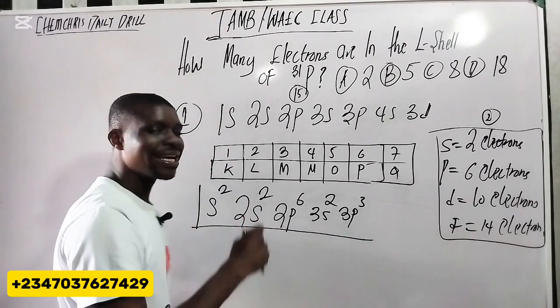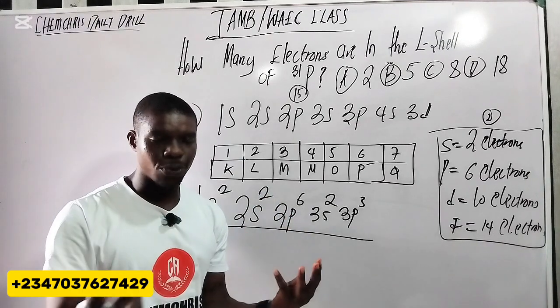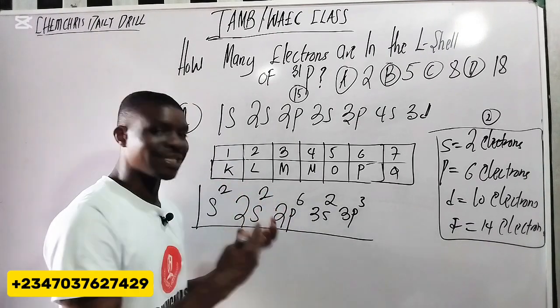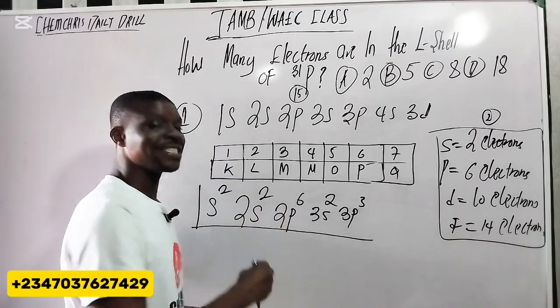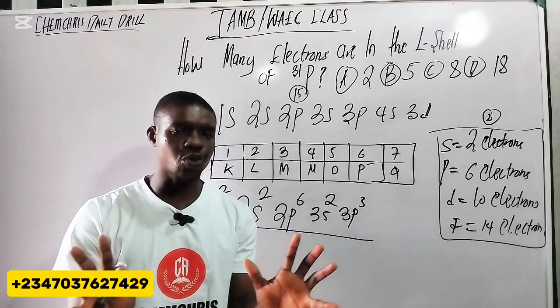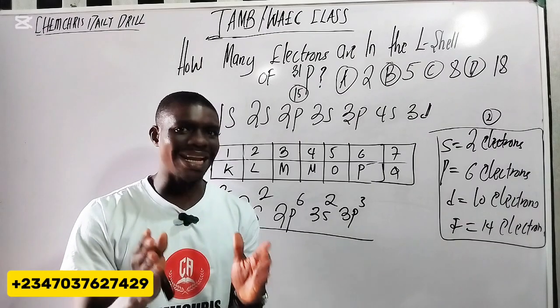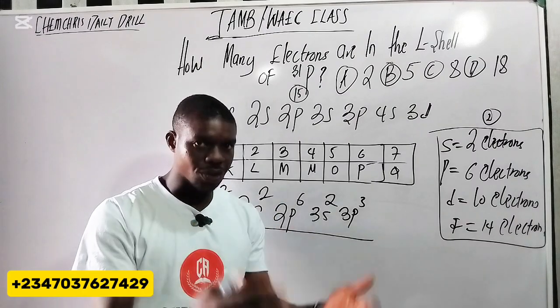Now, you can see this electron configuration here can be used to answer so many questions. You can use it to get the period of the element in the periodic table. Without the periodic table, you can use this electron configuration to get the period. You can use it to get the block, and you can use it to get the group. If you don't know how to answer those questions, leave a comment that you don't know how to answer this question, and I'll put a video on that. But now let's just focus on what the question talked about.